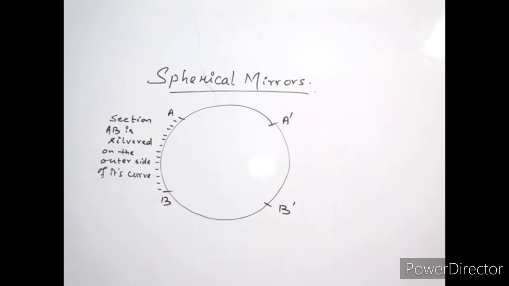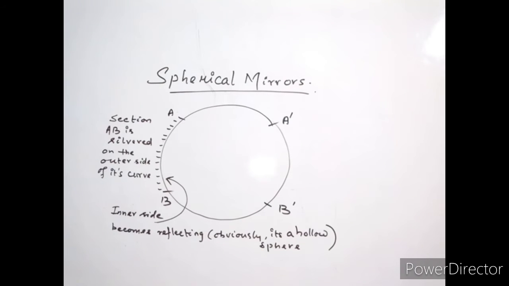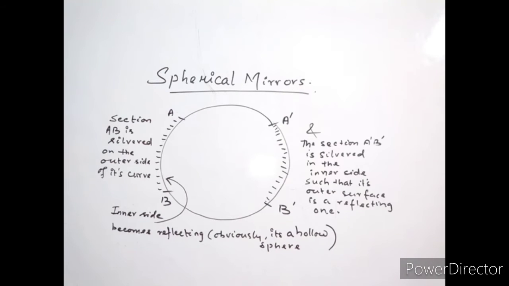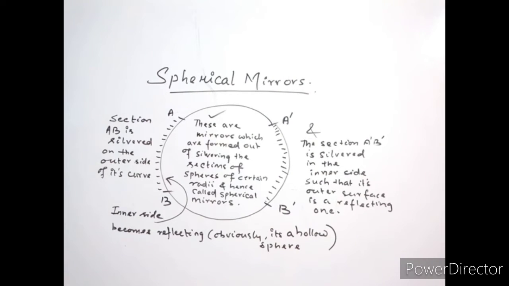And the section AB is silvered on the outer side of its curve, so that the inner side becomes reflecting. Obviously, it's a hollow sphere, so the inside has nothing, it's completely hollow. And the section A prime B prime is silvered on the inner side such that the outer curved surface is a reflecting one. So we have two kinds of reflecting surfaces over here.